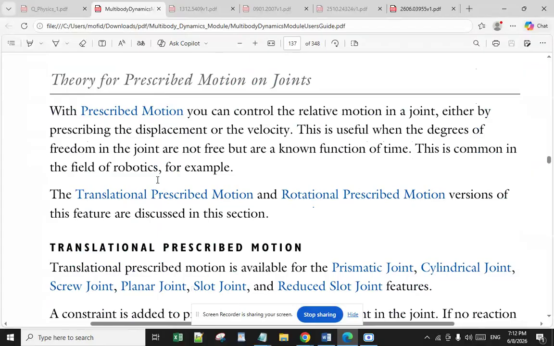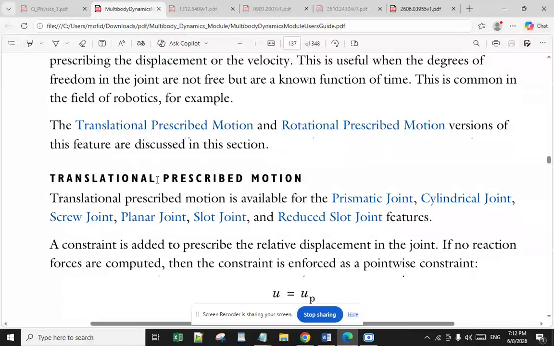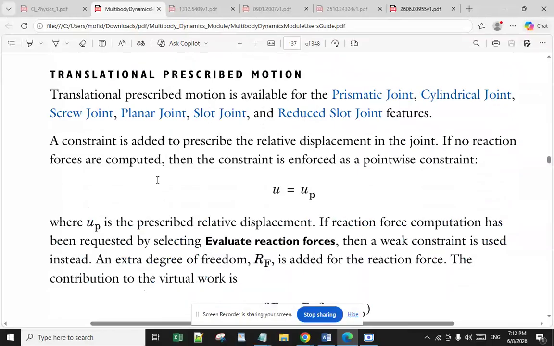Now for prescribed motion and joints. With prescribed motion, you can control the relative motion in a joint either by prescribing the displacement or the velocity. This is useful when the degrees of freedom in the joint are not free but are a known function of time. This is common in the field of robotics. The translational prescribed motion and rotational prescribed motion versions of this feature are discussed in this section. Now I want to go through the translational prescribed motion.